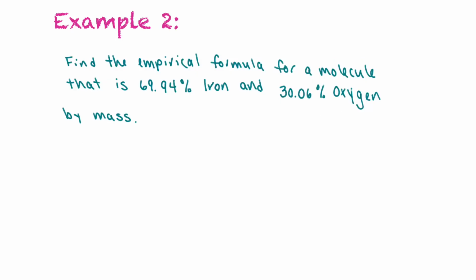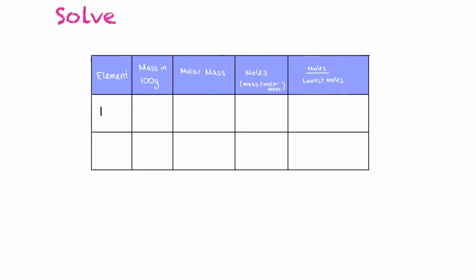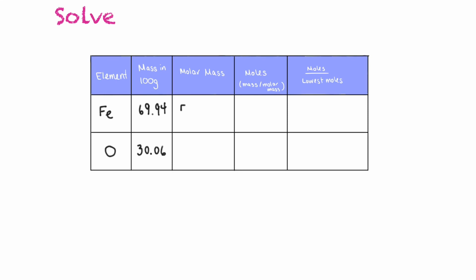Now we'll work through a second example. Now we want to find the empirical formula for a molecule that's 69.94% iron and 30.06% oxygen by mass. Okay, so we'll fill in our information again. We have iron and we have oxygen, and iron had 69.94% by mass, so that would be 69.94 grams in 100 grams, and oxygen had 30.06. The next thing we need to do is look up the molar masses. For iron, it's 55.847 grams per mole, and oxygen is 16.00.